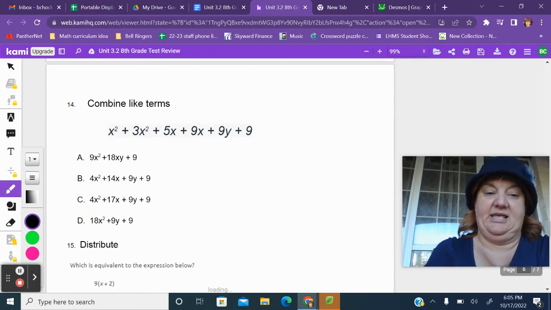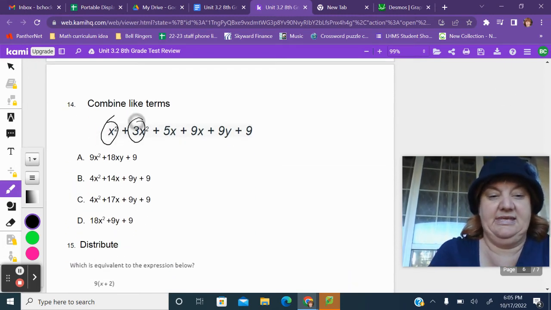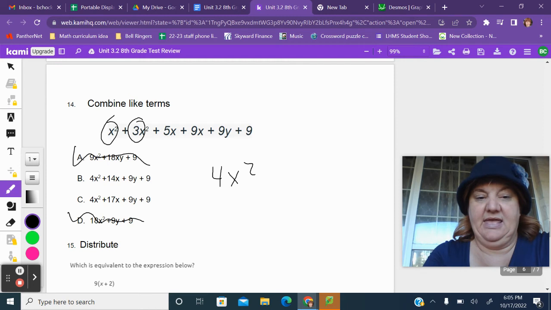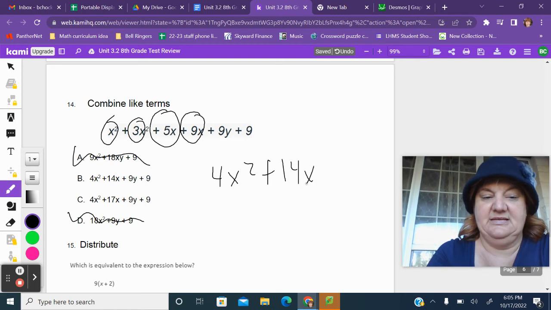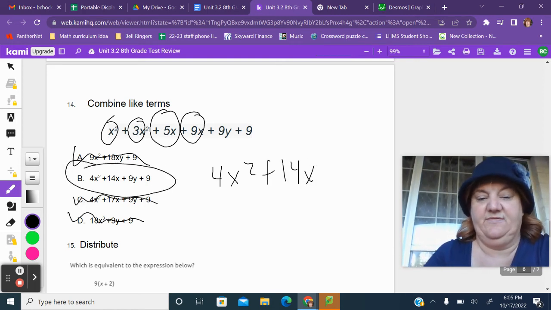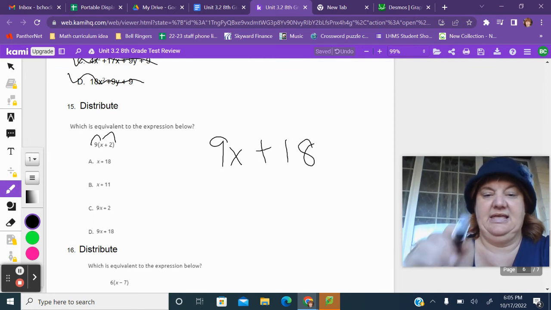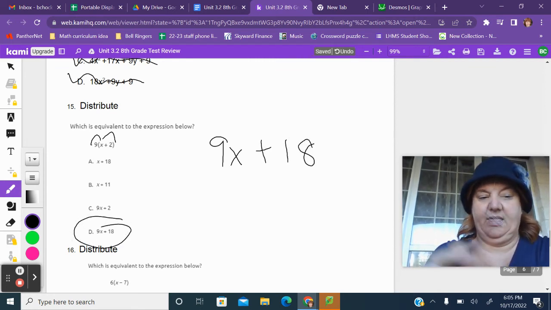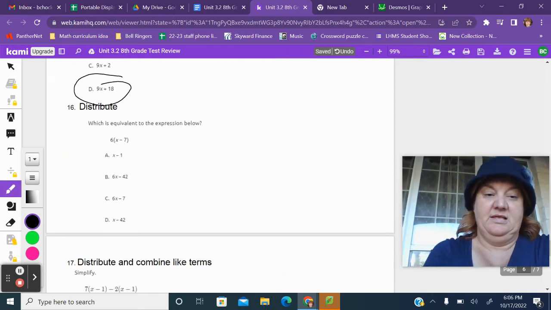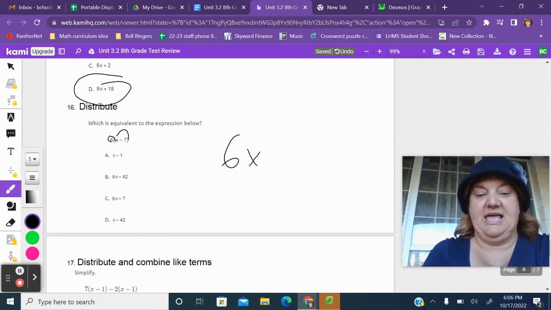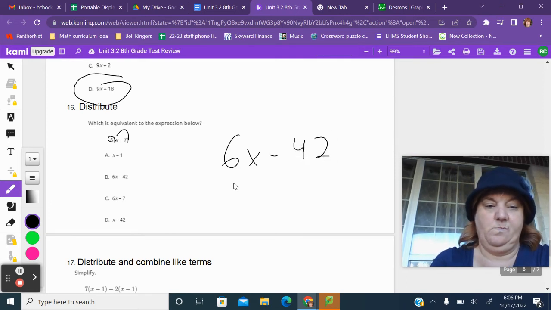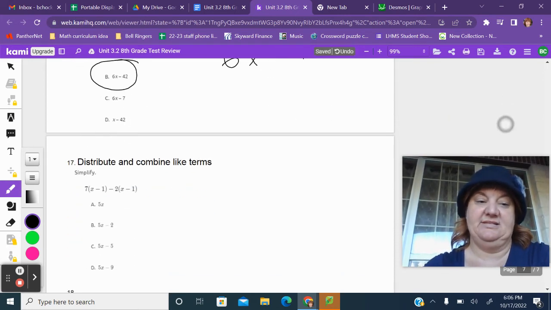Okay, combine like terms. Here and here would give us 4x squared, so we can take those out. And then this would give us 14x. Okay, wait, there's the answer. Don't even have to go any further. There it is. Distribute here to here. 9x plus 18. Where's that at? Right there. Next one. Distribute. 6x minus 42. Right there is your answer.